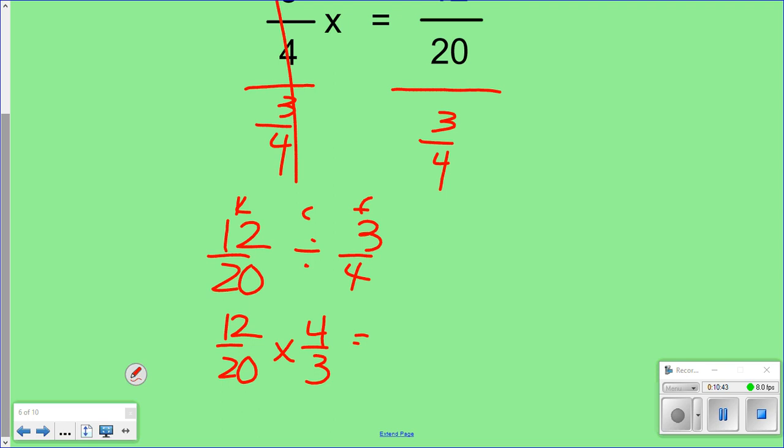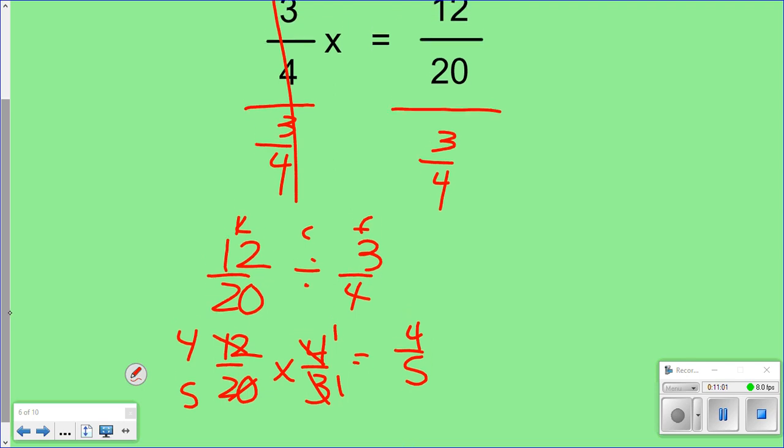There's a lot of reducing that can happen here. 3 goes into 3 once. 3 goes into 12 4 times. 4 goes into 4 once. 4 goes into 20 5 times. Multiply across, and it should be 4/5. That's your answer.